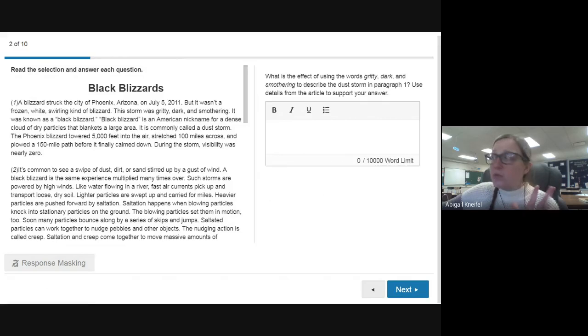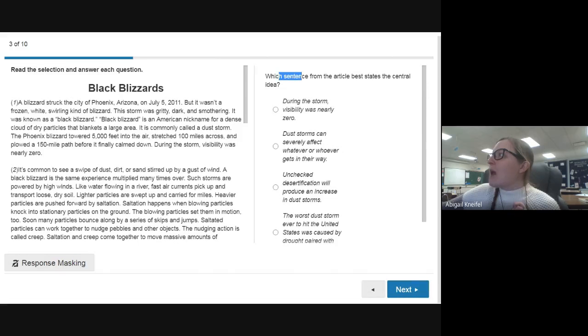I don't remember the words we used, but regardless, why doesn't the author just say, it was a black blizzard? Why did the author decide to use words like gritty, dark, and smothering? What effect did that have on us as the reader? Why did the author choose to add those? Okay. Next one is which sentence from the article best states the central idea? We know what the central idea is. It's the same thing as main idea. What is the overall thing about?